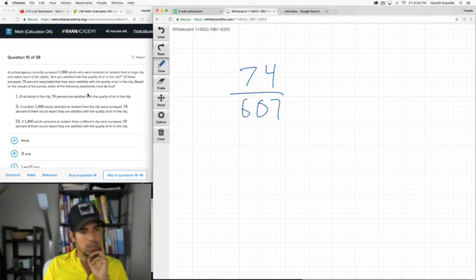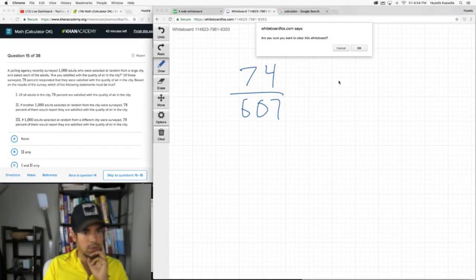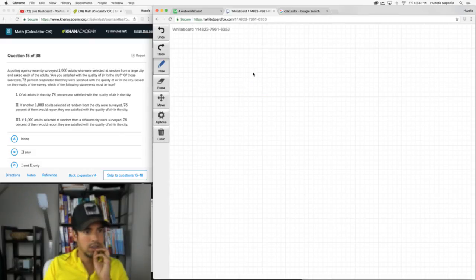A polling agency recently surveyed 1,000 adults who were selected at random from a large city and asked each of the adults, are you satisfied with the quality of air in the city? Of those surveyed, 78% responded that they were satisfied with the quality of the air in the city. So 78% said yes, satisfied. Based on the results of the survey, which of the following statements must be true?